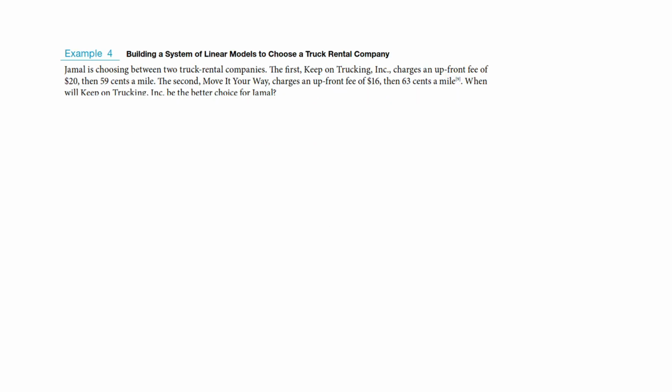Okay, first of all, so we've got another application here. I have seen this one sometimes. We want to see which of these two companies is the best financially for us after some point in time. So first of all, we need two equations. So the first company charges an upfront fee of 20. So that's going to be a y-intercept. It's just going to be 20. And then we've got a changing amount of money of 59 cents per mile. So that is going to be a slope.